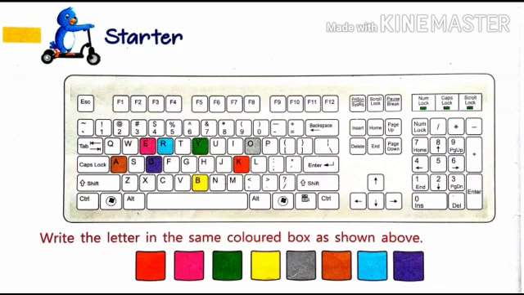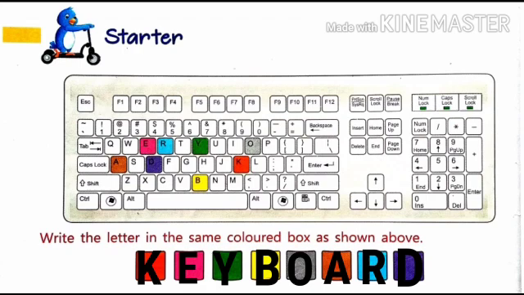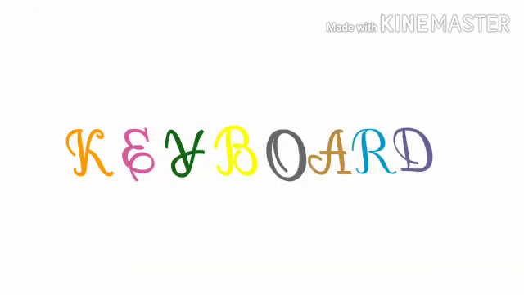In the starter, you can see the picture of a keyboard with some colored alphabet keys. Here, you have to write the letter in the same colored box as shown above. Let's complete it. So, the first letter is K. Then E, Y, B, O, A, R, D. The word formed is keyboard. You have just written the word keyboard on the colored boxes.